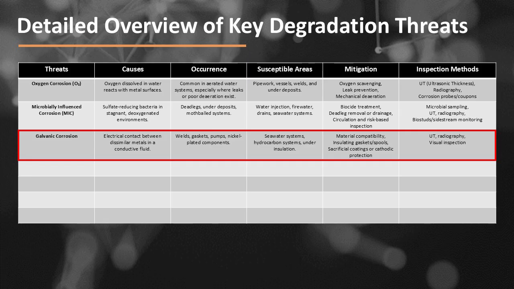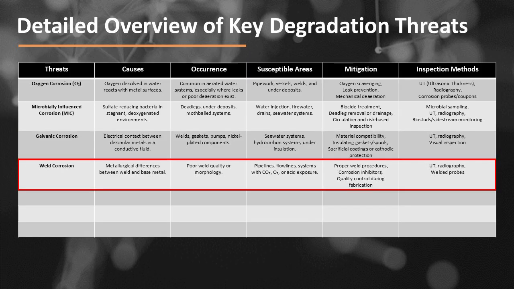Radiography, visual inspection. When the threat is weld corrosion, it causes metallurgical differences between weld and base metal. The occurrence of this threat is poor weld quality or morphology. The susceptible areas of this threat are pipelines, flow lines, systems with CO2, O2, or acid exposure. The mitigation strategies for this threat are proper weld procedures, corrosion inhibitors, and quality control during fabrication. The inspection method for this threat is UT, radiography, and welded probes.